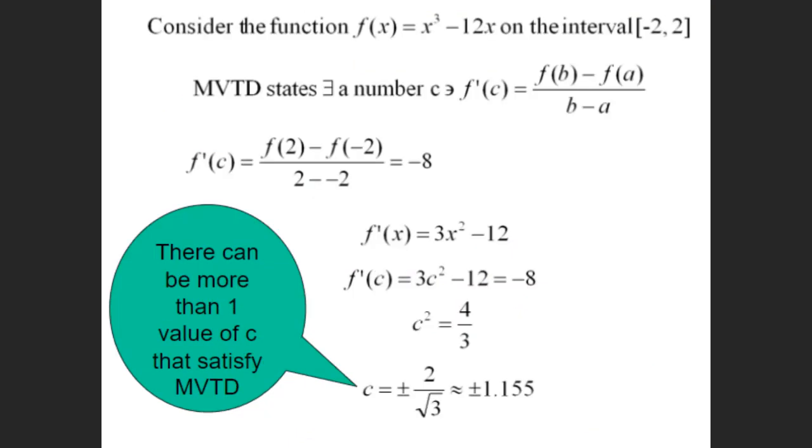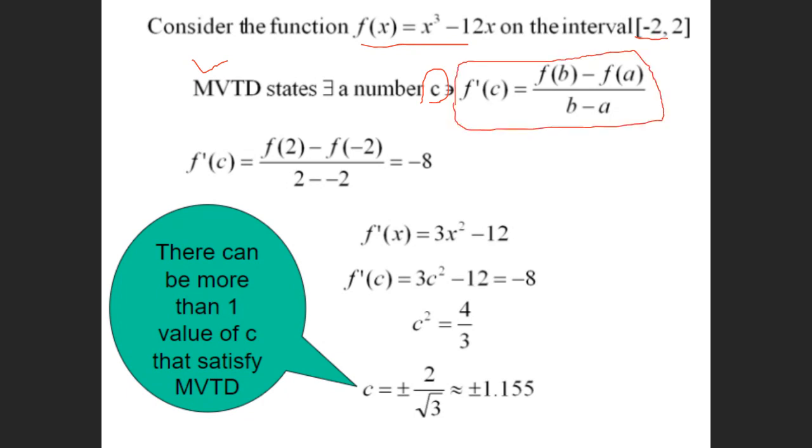There is another example for the function. The function is given as x cube minus 12x, and the interval is also given. Mean value theorem exists here. How can you apply the mean value theorem here? The mean value theorem states that there exists a point c between this interval negative 2 to 2, where the slope of the tangent line is equal to the slope of the secant line.